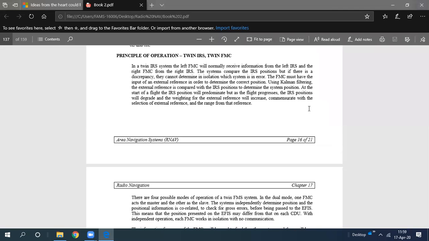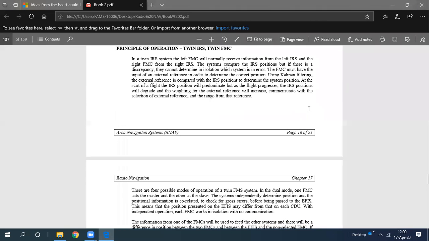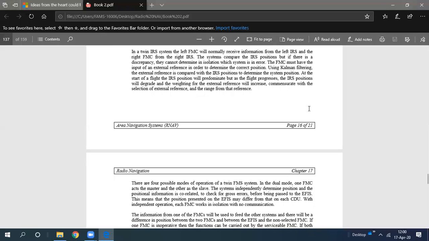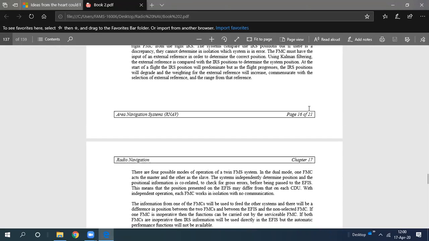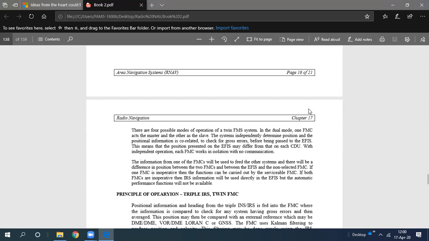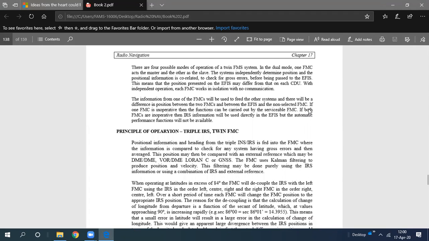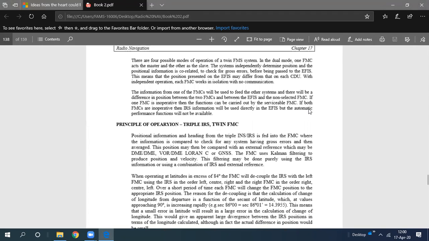At what time is the IRS most accurate? Anybody in the class? At what time is the IRS most accurate? At the initial stage of flight? Initially, at the starting of the flight, it is most accurate and becomes most unreliable by the time you reach the top of descent. IRS is most accurate once at startup, because that's the time you normally synchronize.